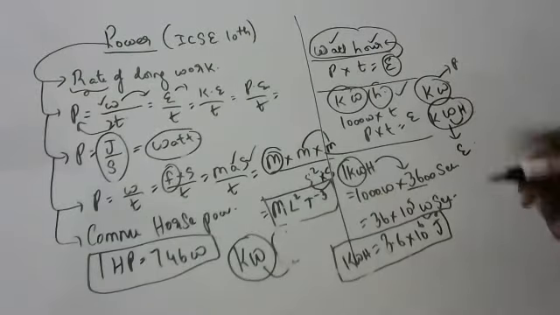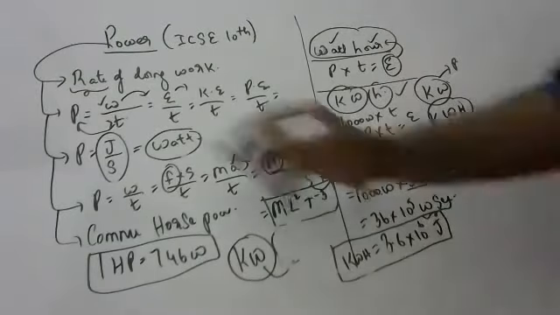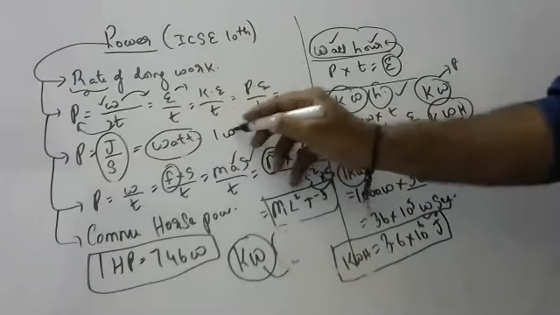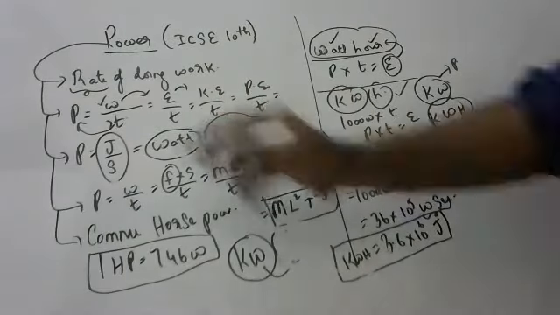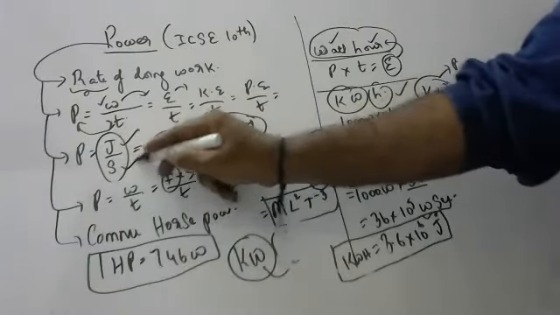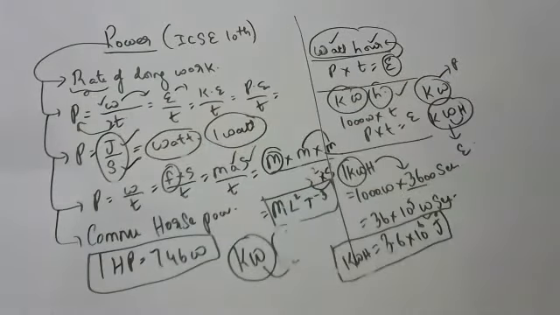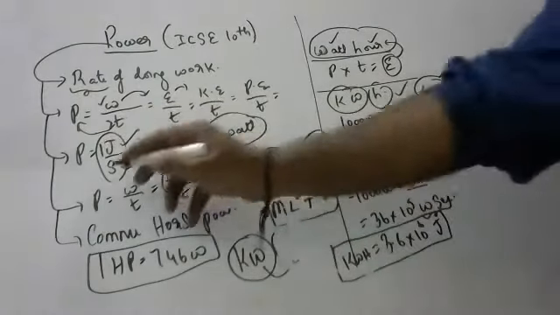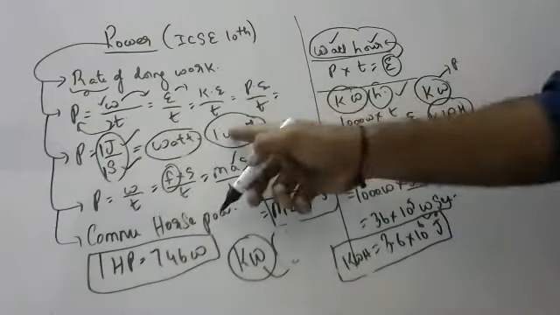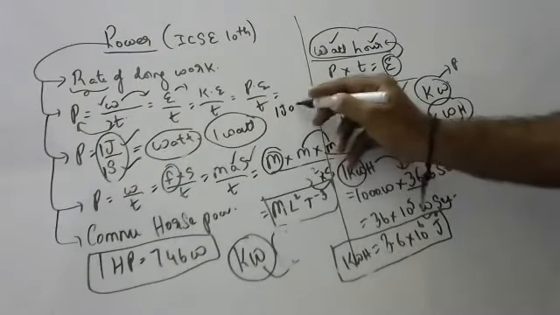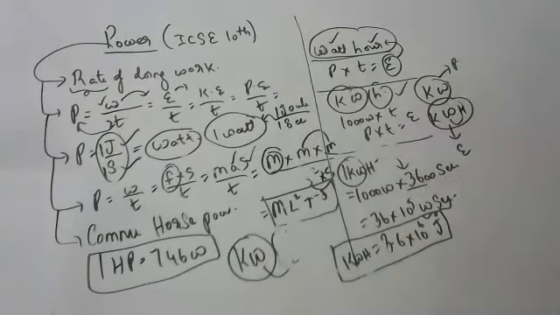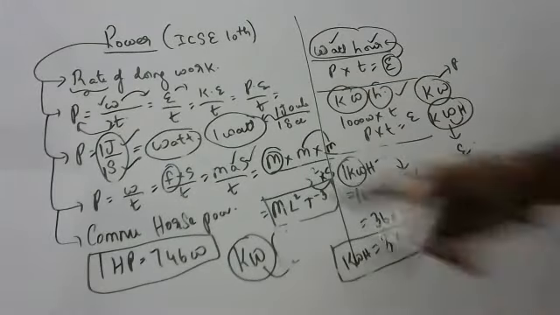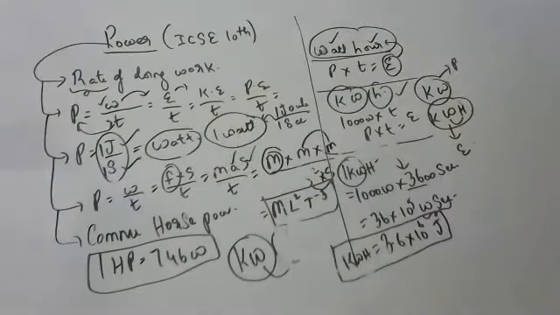is power into time. Okay, so some people will ask you, define one watt. How do you define one watt? When one joule of work is done in 1 second, it is called one watt. Understand? When one joule of work is done in 1 second, then it is termed as one watt. Okay, children? Like that, you have to define, if they are asking, define the unit of power or define one watt.